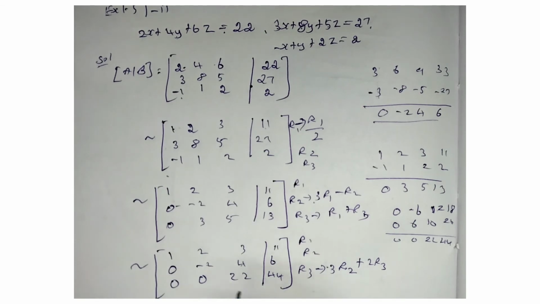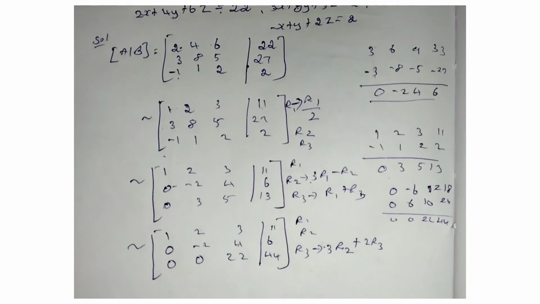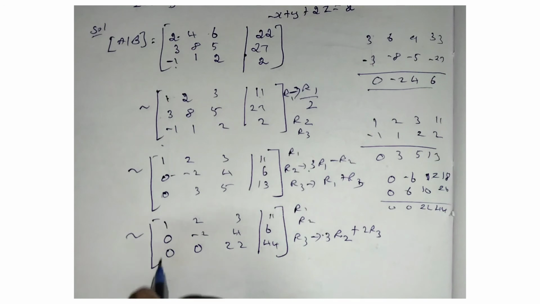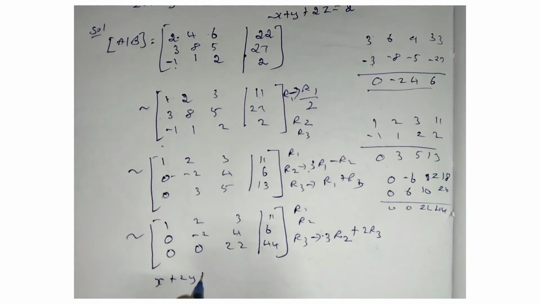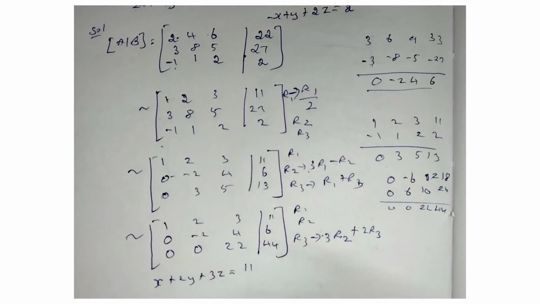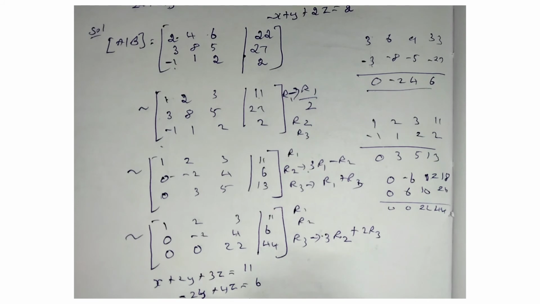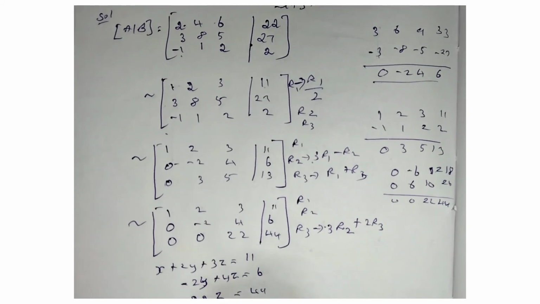Now we are able to find the linear equations. Take the first row as the coefficients of x, y, z and the constant term. You can write it with the help of this matrix. So 1 into x plus 2y plus 3z equal to 11. Then multiply the second row: the x term is 0, so leave the x term. So we have minus 2y plus 4z equal to 6. Take the third row: 22z, because the x term and y term are 0, equal to 44. Then z equal to 44 by 22, which equals 2.